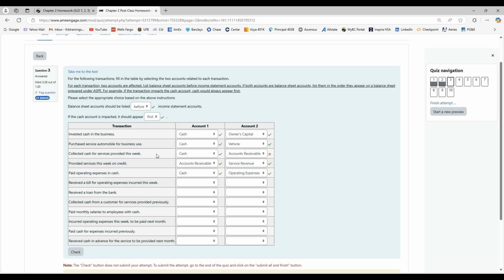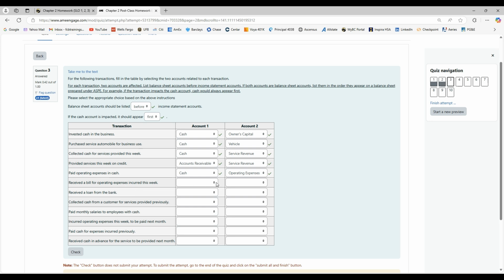Collected cash for services provided this week. Okay, I think what they're trying to get at here is that we're going to have revenue recorded there. So on this one, we collected cash. So we got the cash and we recorded the revenue. So yep, had that one incorrect.